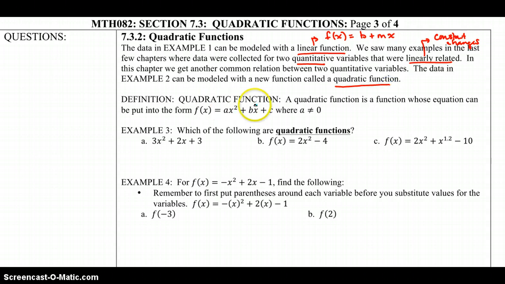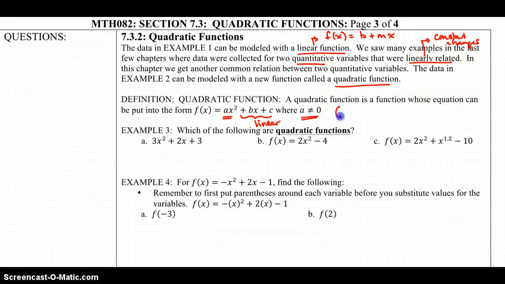A quadratic function is a function whose equation can be put in the form f of x equals ax squared plus bx plus c. This part is linear: there's our x term and our constant that we saw in the last unit. But now we've got a new term, ax squared. The coefficient on x squared can't be 0. To be quadratic, it has to have an x squared term.